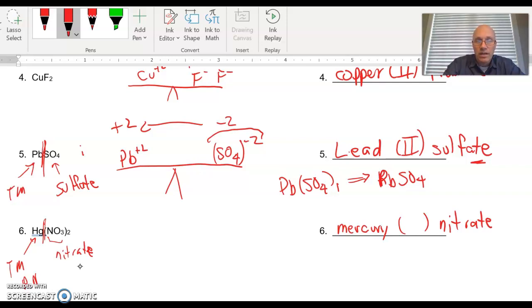And one thing that I could do, if I did the little seesaw thing, we've got nitrate, which is like this, but in this formula we have two of them.